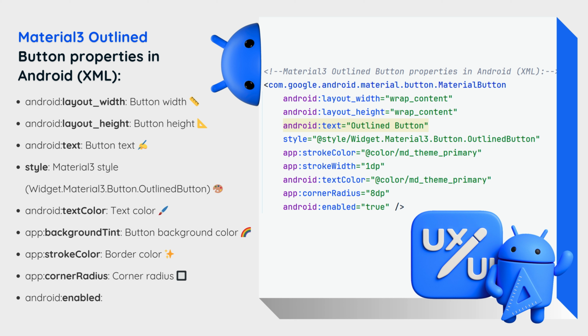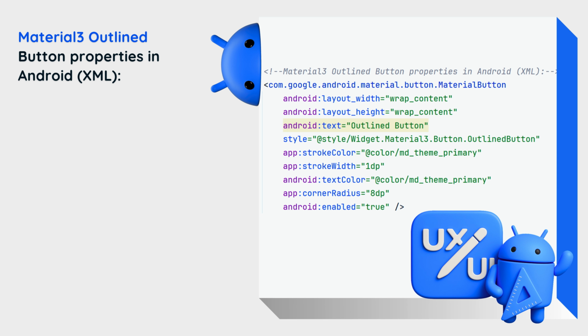app:strokeColor defines the color of the border around the button. app:cornerRadius controls how rounded the button corners are. And android:enabled is used to enable or disable the button. These properties give you full control to design clean, subtle, and supportive action buttons.